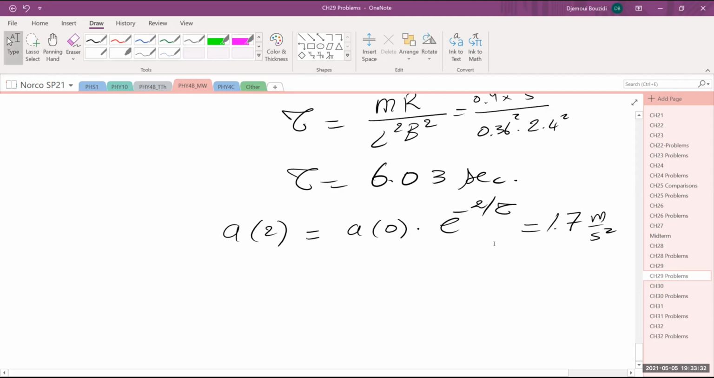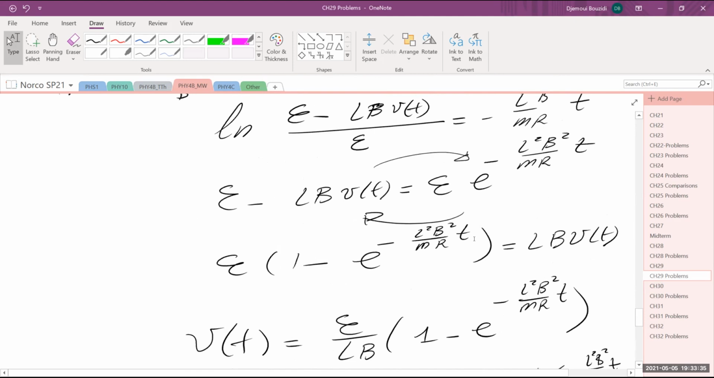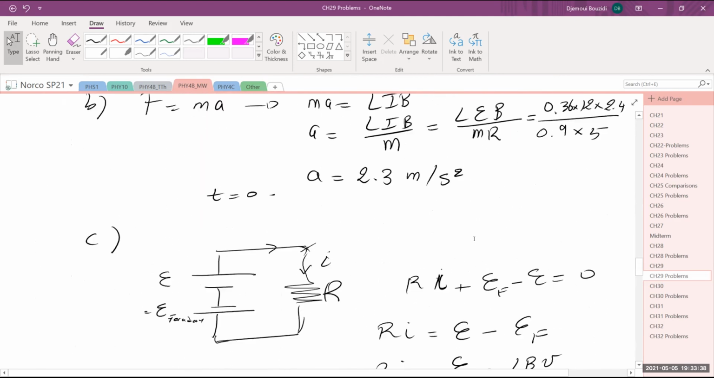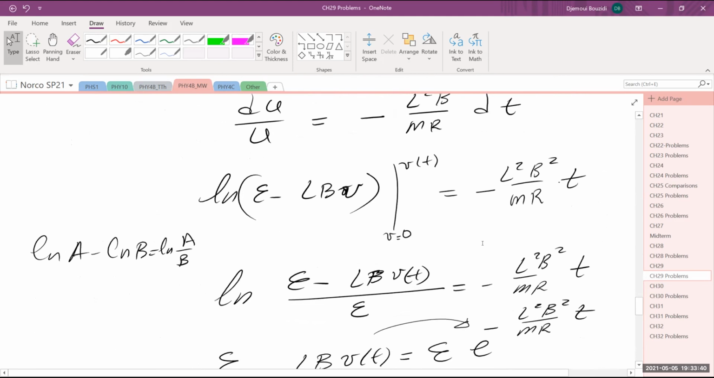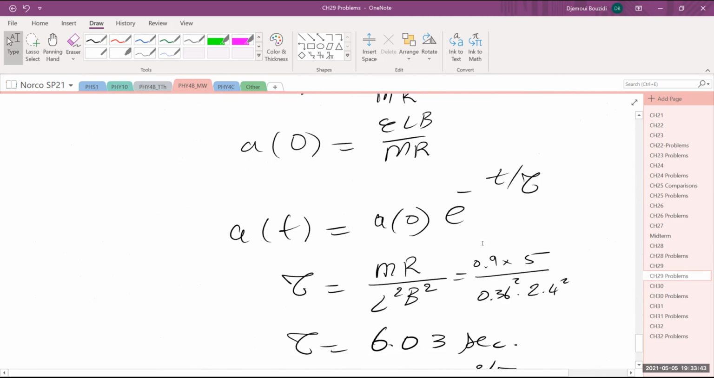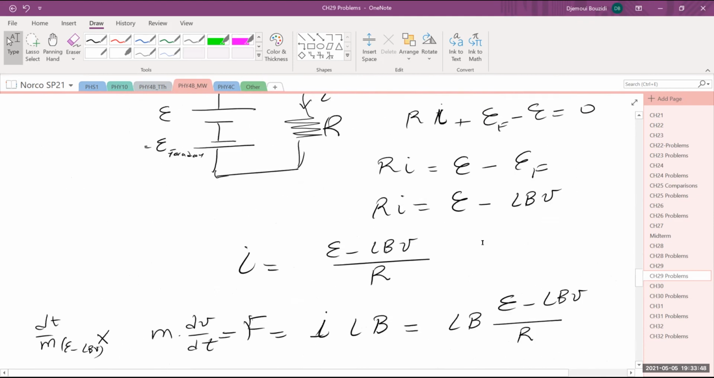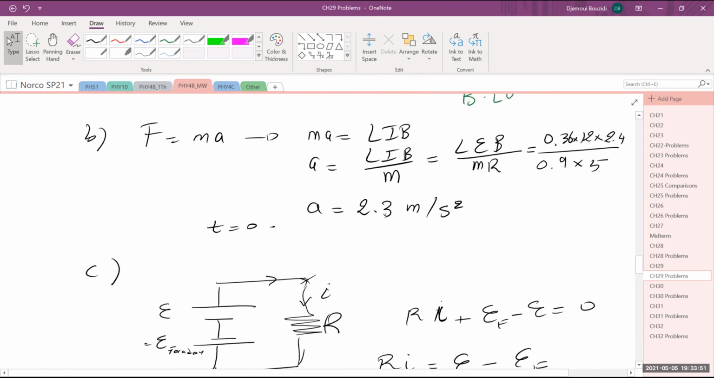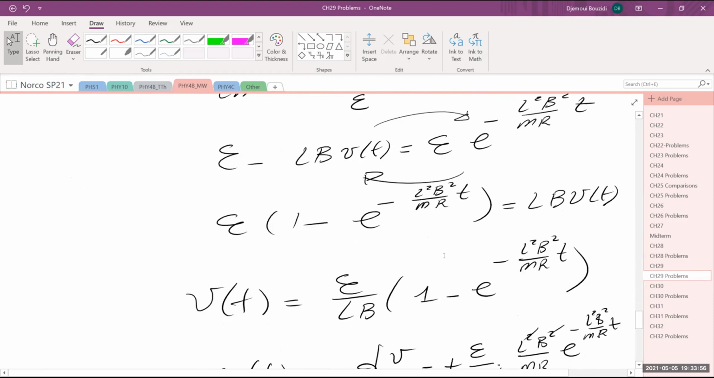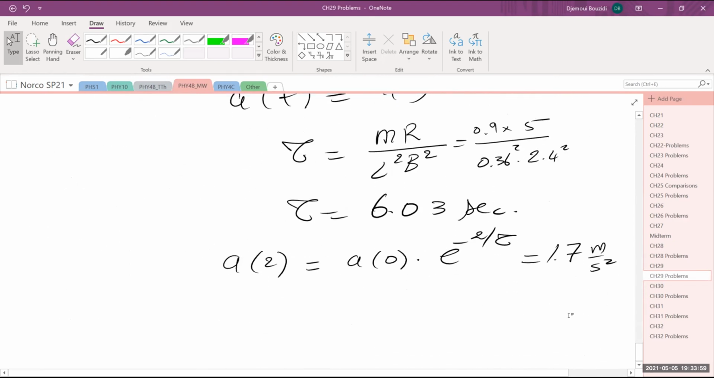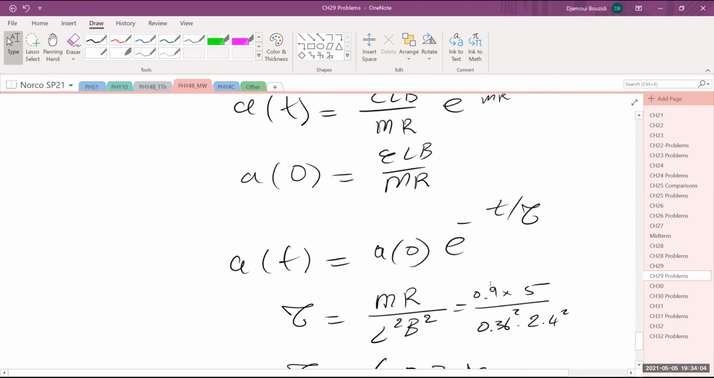As you can clearly see, the acceleration is going down. So it was high to begin with. Where is a naught? 2.3. What did we find it in here? Didn't I put the number in here somewhere? Yeah, 2.3 meters per second squared initially, but after 2 seconds, it dropped to 1.7, okay? So it should go to 0 after a while. The acceleration should go to 0. It's decaying exponentially. That is how the acceleration behaves.